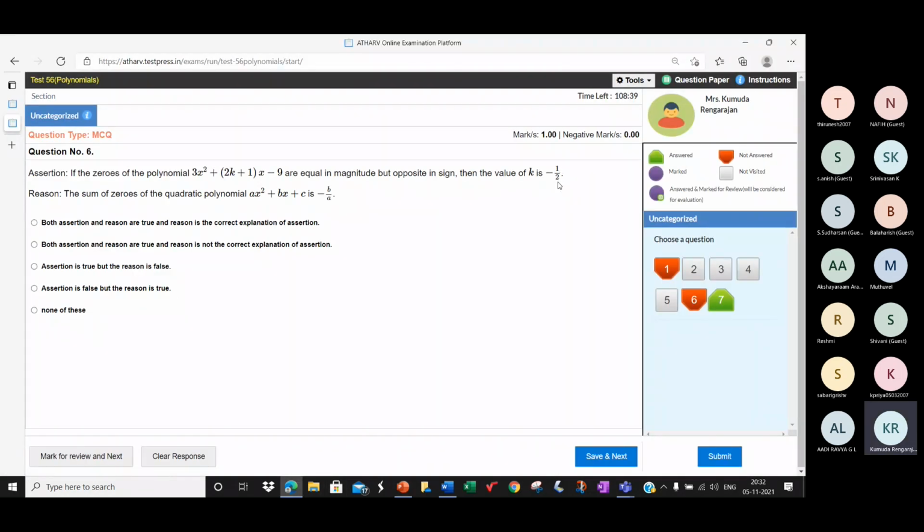And what's given here? Yeah, this is correct. Minus 1 by 2. So here we use the sum rule. That is, the sum of the zeros is equal to minus b by a. And below, the sum of the zeros of the quadratic polynomial is minus b by a.